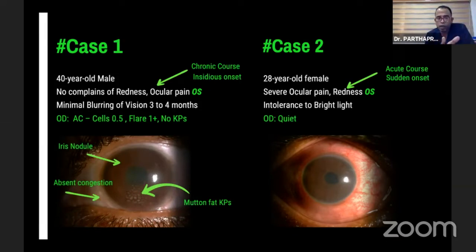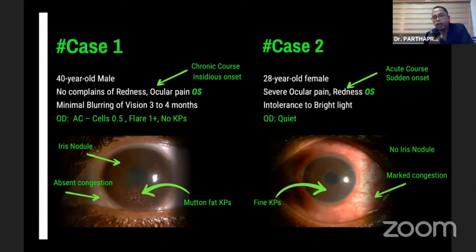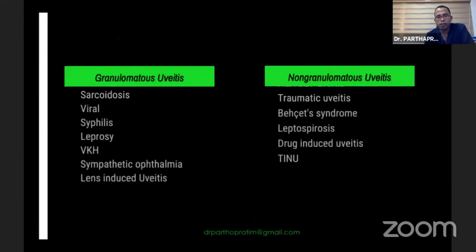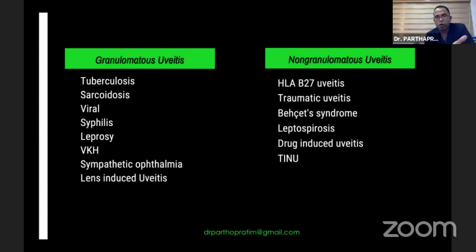Now, if you look into the slit lamp photograph here, you can actually see the mutton fat KPs, absence of congestion, and some iris nodules also. Whereas in the second patient, you can see fine KPs, marked congestion and no iris nodules. Based on that, you can easily differentiate them: the first patient is a case of granulomatous uveitis and the second one is non-granulomatous uveitis. There are many causes of them and I'm sure you know them.